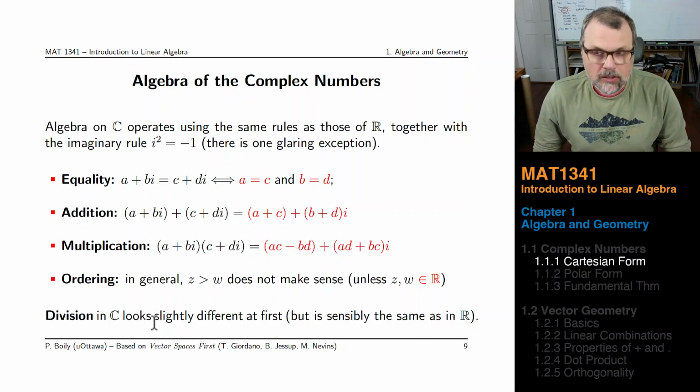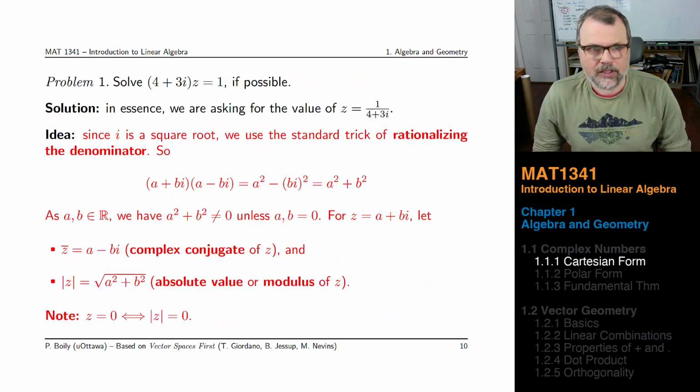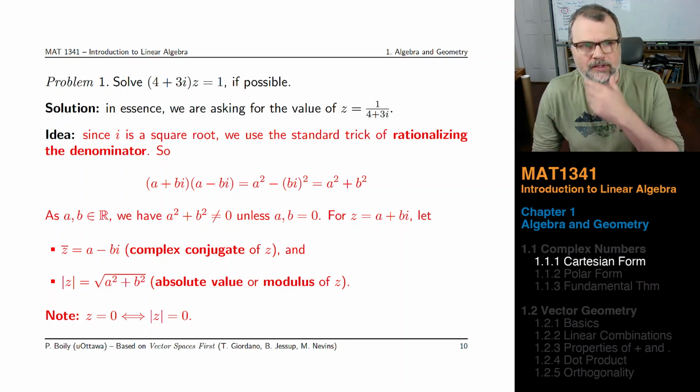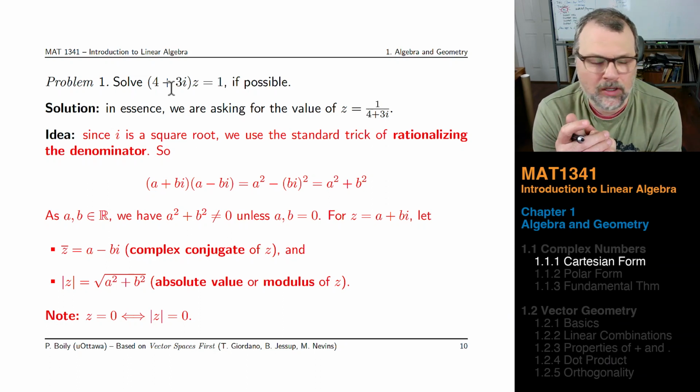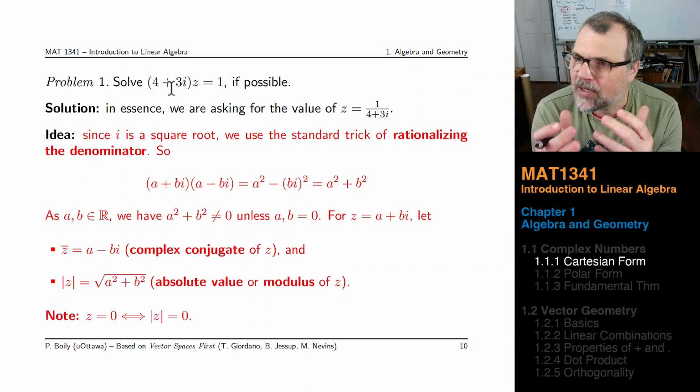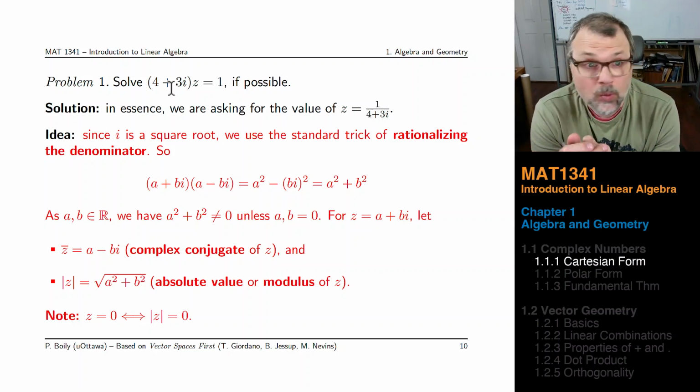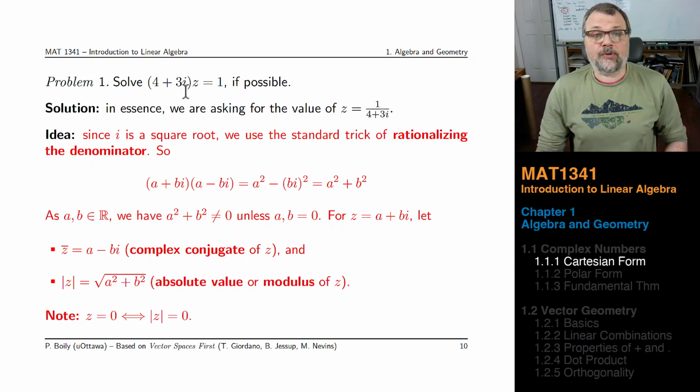Division looks substantially different, perhaps more than multiplication does. But if you look at it from the right point of view, you'll see that division in C is basically the same as division in R. Let's take a quick look at this here. Let's say we try to solve (4 plus 3i) times z equals 1. What does that mean? It means I want you to find the value of z which is going to make it so that (4 plus 3i) times z is 1. If these were real numbers here, you would just take the 4 plus 3i on the left and divide the right-hand side by that.